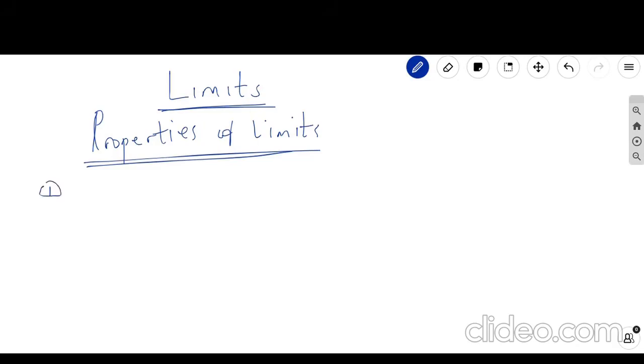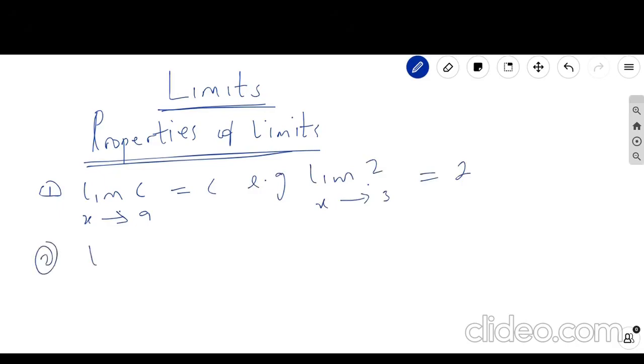Number one: if they ask you for the limit of C where x tends to a, C can be a constant. The limit of C as x tends to a is equal to C because it's a constant. For example, if I give you the limit of 2 where x tends to 3, your answer is still 2 because it's a constant.